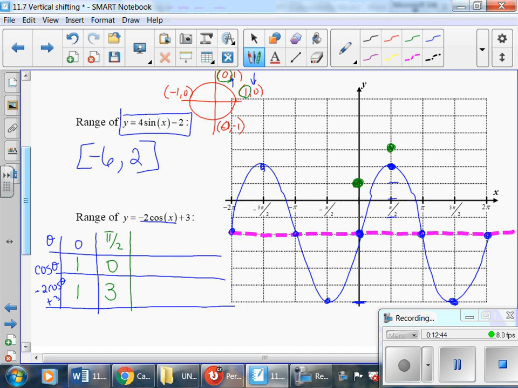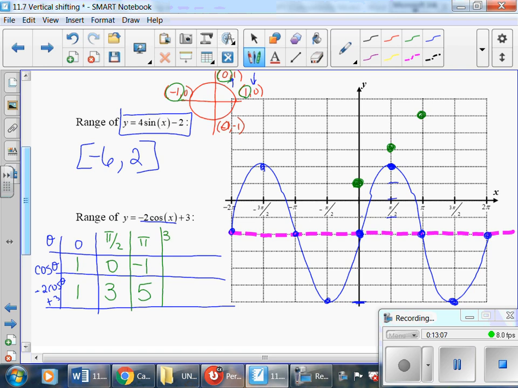The next one now is pi. At pi over here, here's my cosine, which is negative 1. And I'm going to say negative 2 times negative 1 is positive 2, and positive 2 plus 3 is 5. So at pi, I'm at 5. 1, 2, 3, 4, 5.